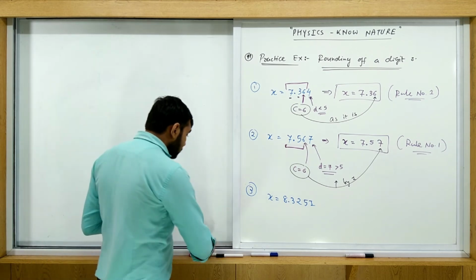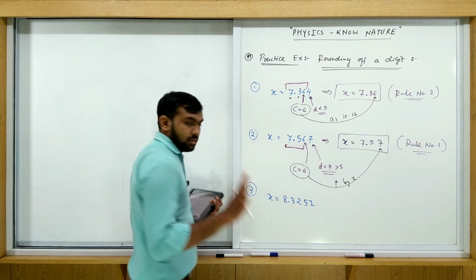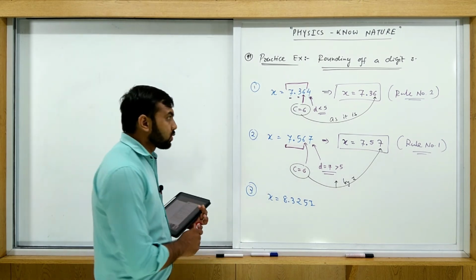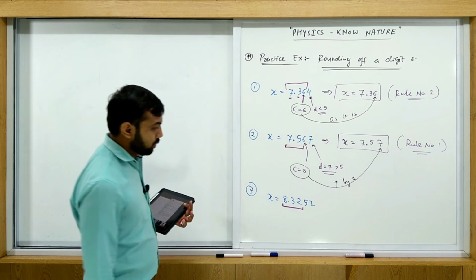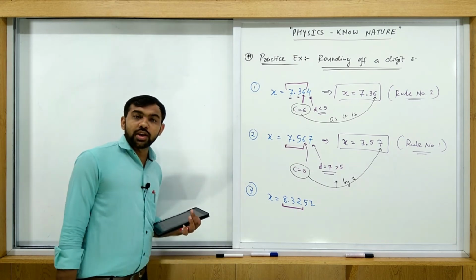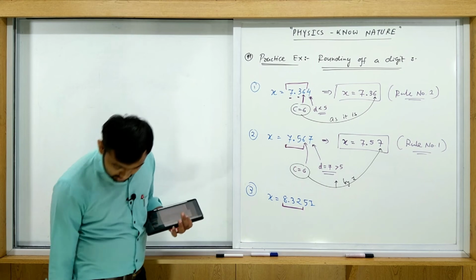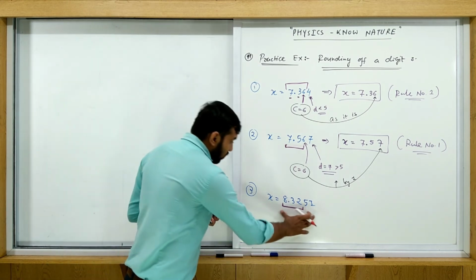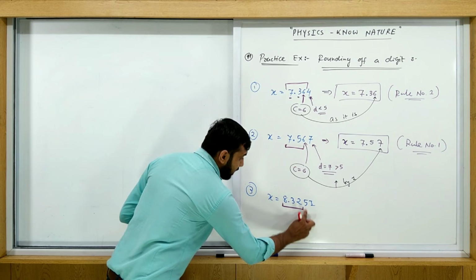Okay, let's see how many digits we have in total. 1 2 3 4 5. We want only 3 digits, up to 3. So the remaining 2 are not required here, because out of these 5 significant digits we require only 3. We do not want this 51, but if you consider this 51, then 5 is present.